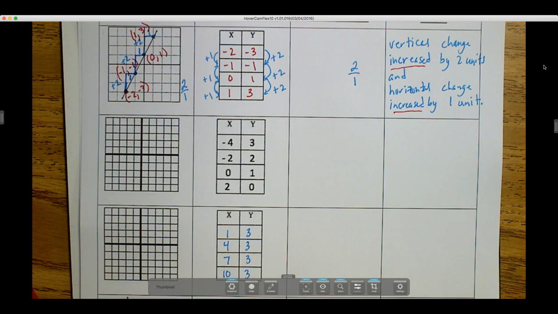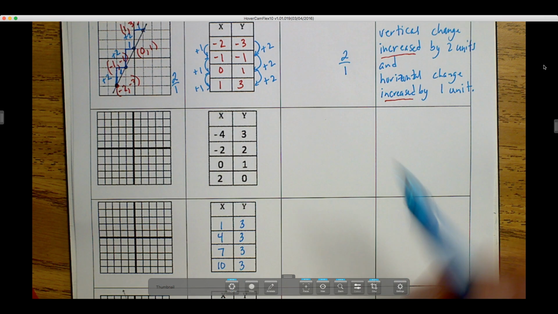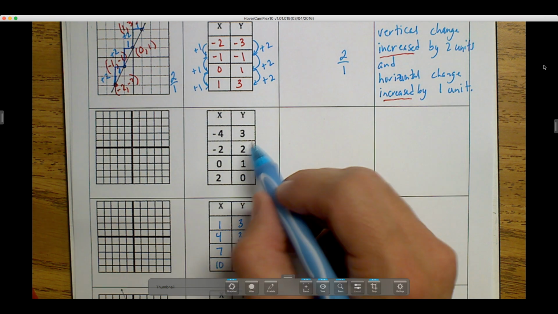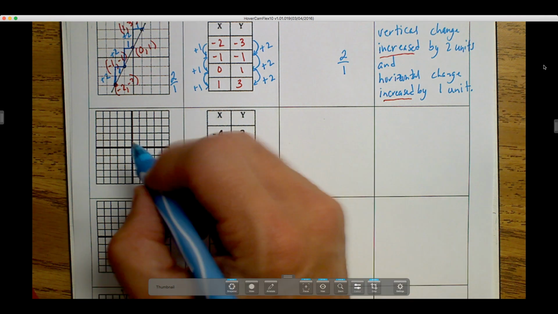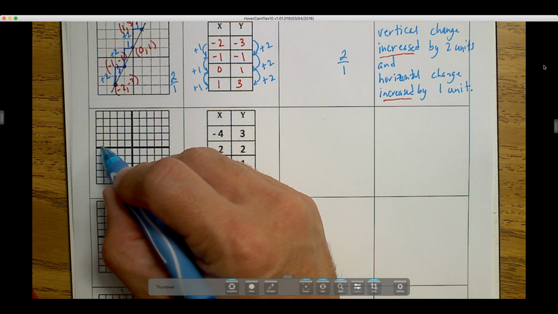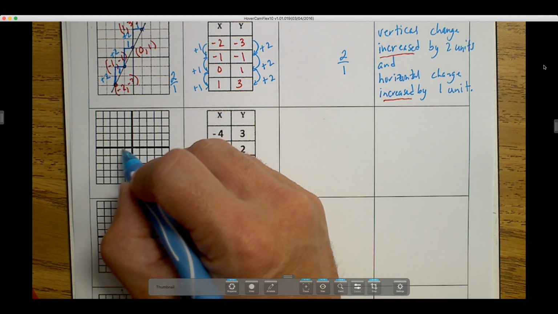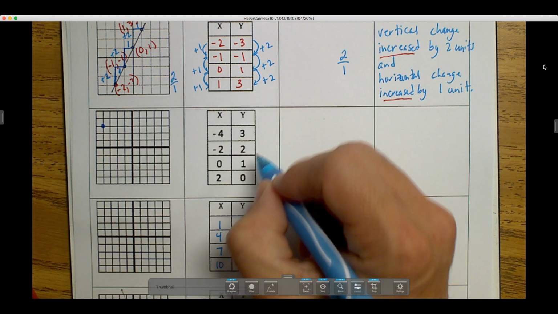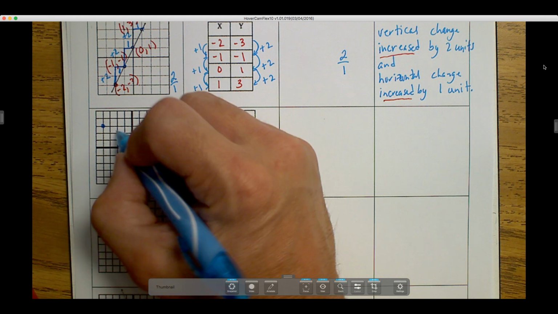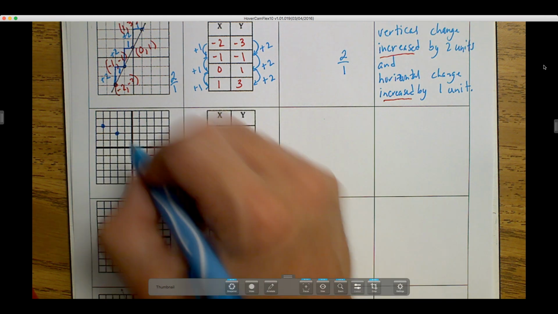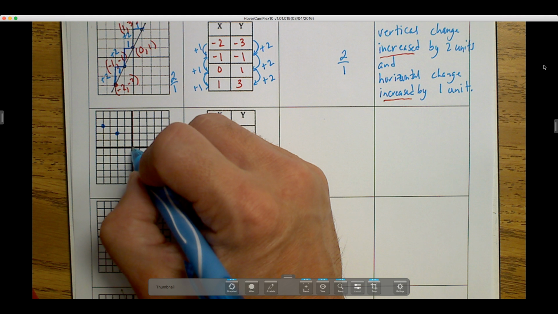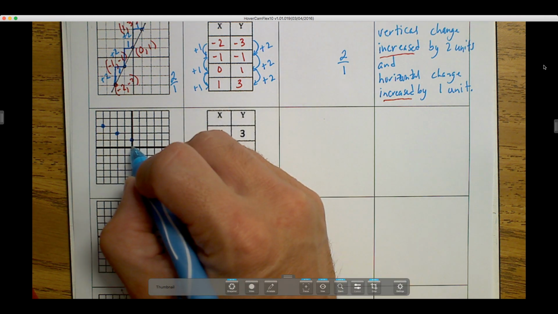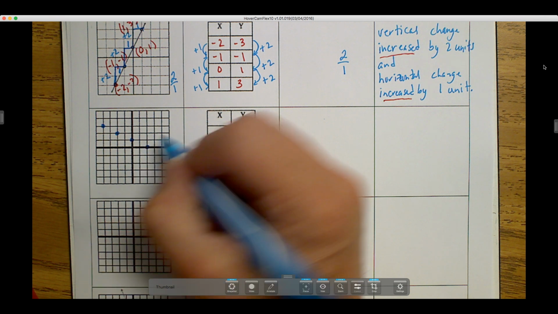Let's take a look at the second example, and if you want to pause your computer so that you can write that down, probably a wise idea. First things first, let's plot these points. So -4, 1: 1, 2, 3, 4 to the left, 1 up. -3, 2, 3: 4 to the left, 3 up. -2, 2: 2 to the left, 2 up. 0, 1 would be: start at the origin and just go 1 unit up. And then 2, 0 would be: start at the origin and just go 2 to the right.